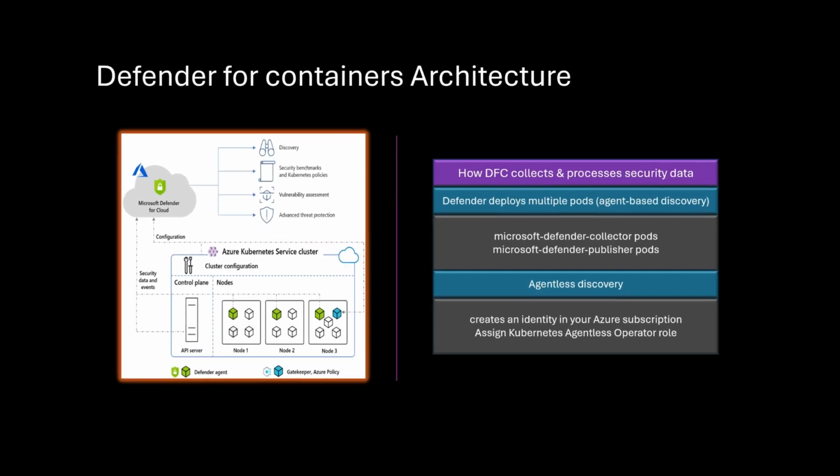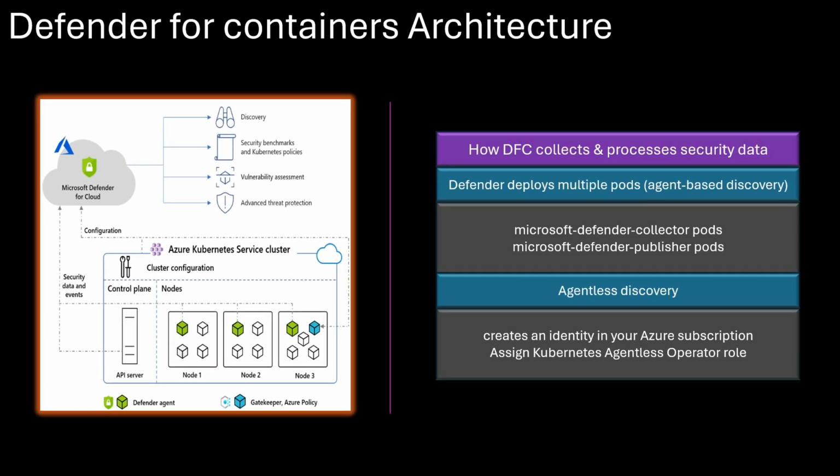Let's understand now how Defender for Containers collects and processes security data. To ensure full security coverage, Defender deploys multiple pods within your Kubernetes cluster. The Microsoft Defender Collector pods collect inventory data, security signals, and runtime events, while the Microsoft Defender Publisher pods send this information to Defender for Containers for analysis. These components work together to identify security threats and provide real-time alerts without impacting cluster performance.